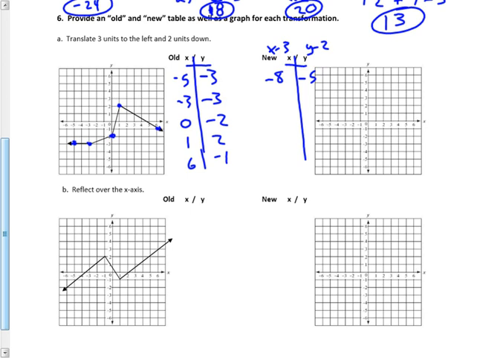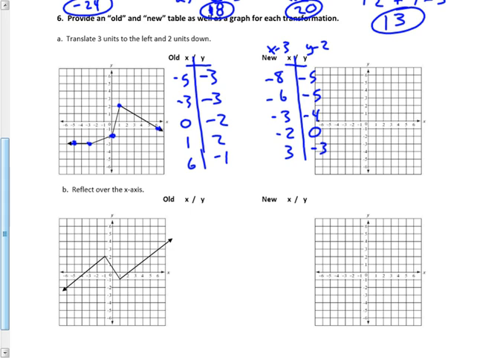Okay. Now, because I don't want to keep going back and forth, that's the whole idea behind it. I'm going to do just the x's, and then I'll move on to just the y's. So just the x's, -3 minus 3 is -6. 0 minus 3 is -3, 1 minus 3 is -2, and 6 minus 3 is 3. Now the y's: -2 minus 2 is -4, 2 minus 2 is 0, and -1 minus 2 is -3. So now I'm going to plot these points.